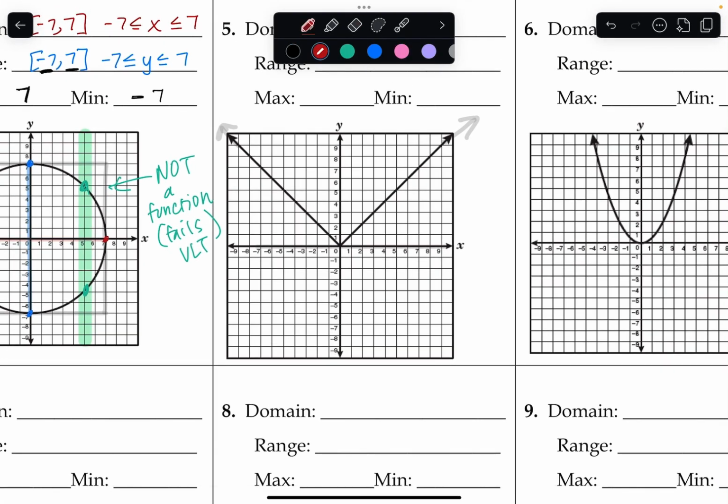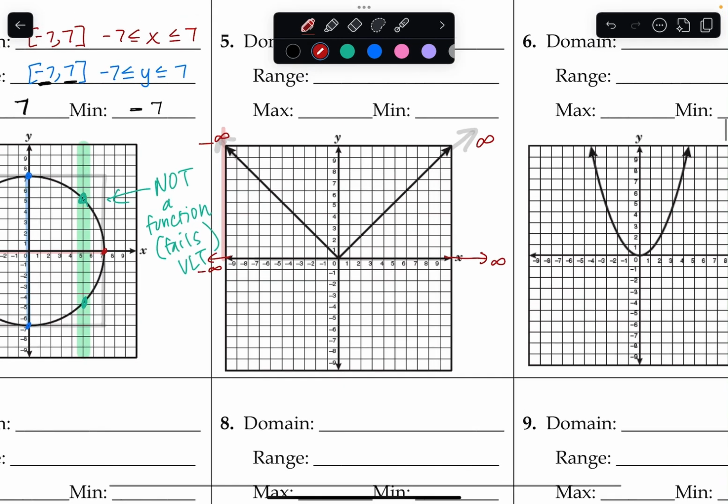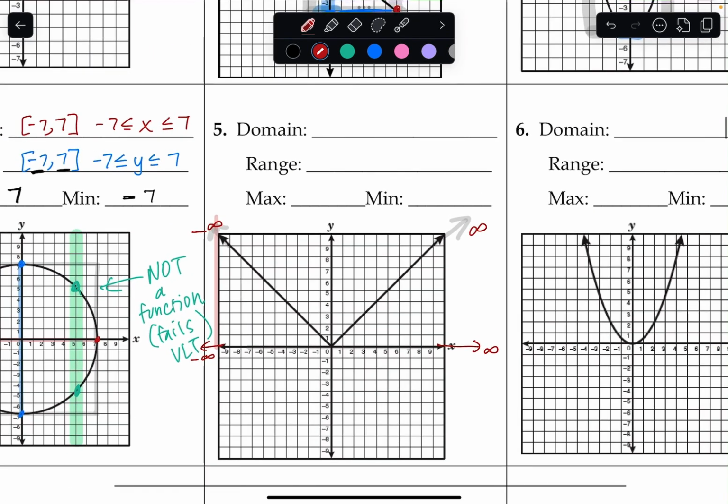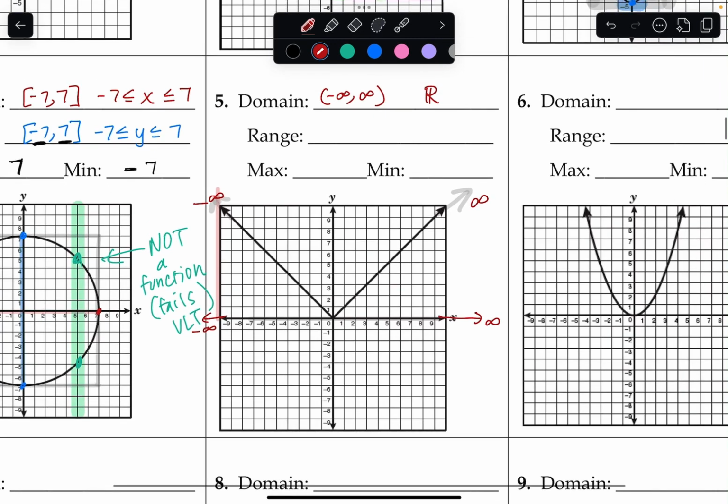And so when we're trying to identify domain, remember we're looking for the sides of the box. And so because I can't put a left side, that means it's going to negative infinity to the left, and then it's going to positive infinity to the right. And so if you want to extend this to positive infinity, think of your x-axis, just like the number line. It goes from negative infinity to positive infinity. And so our domain is going from negative infinity to positive infinity. We could also use the all real number symbol, because that means all real numbers.